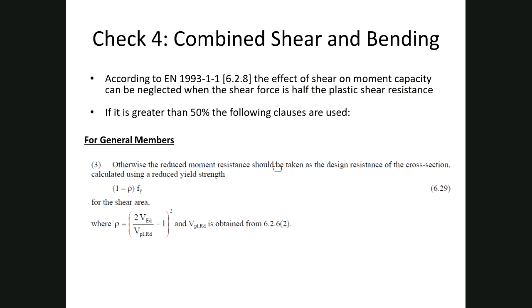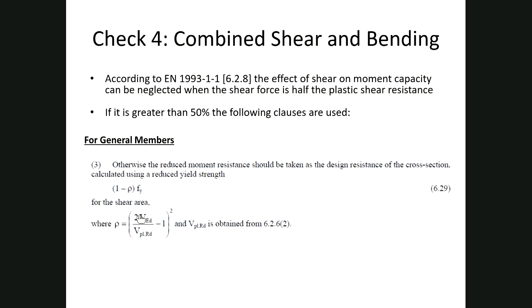Okay, so that's set out in the clause here, according to EN 1993 Part 1-1, clause 6.2.8: the effect of the shear on the bending capacity can be neglected when the shear force is less than half of the plastic resistance. And if it's greater than 50%, then the following clauses are used. So this is the reduction that we have to do. We have to reduce the moment down. We take the design resistance of the cross-section from the moment, and then we reduce it down accordingly. And we reduce it using this formula.